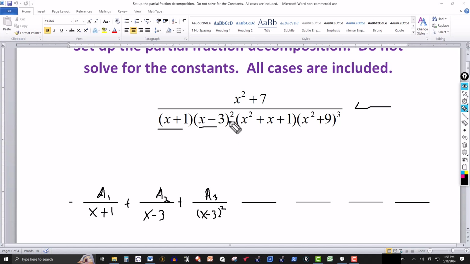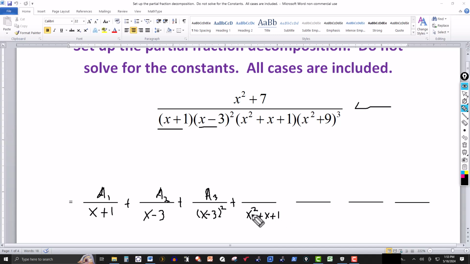Now, had this been an exponent of 3, then we'd have x minus 3 to the third, and then on top another constant. But in this case, it ends there. So now we have a plus. Notice I have x squared plus x plus 1. That's an irreducible quadratic. In other words, it doesn't factor into real number coefficients. So we just write it out, x squared plus x plus 1.